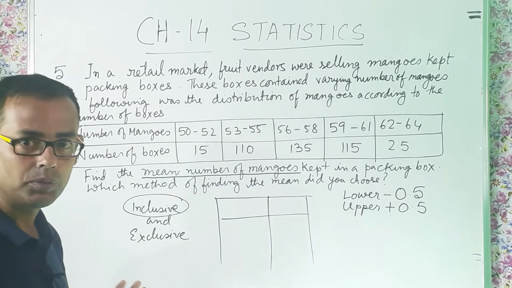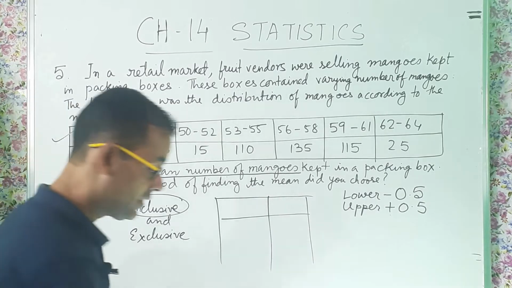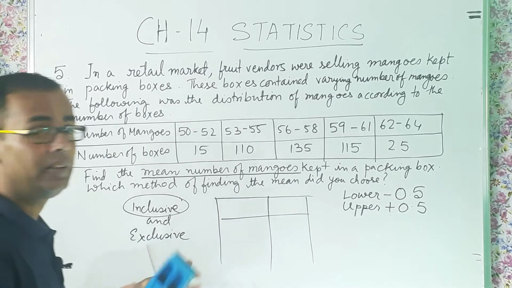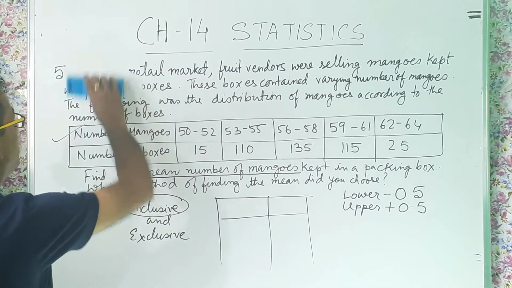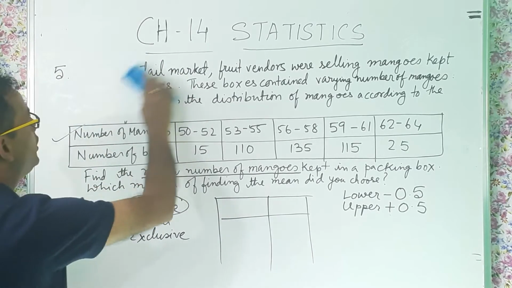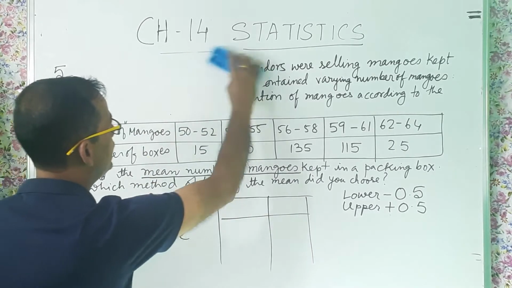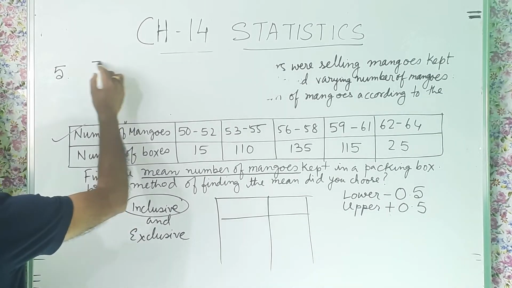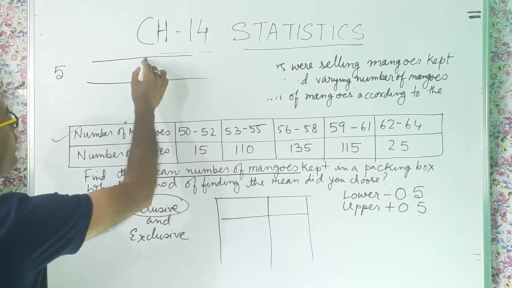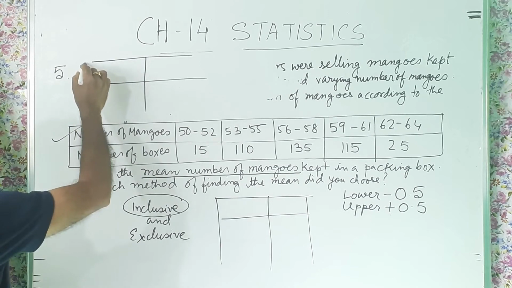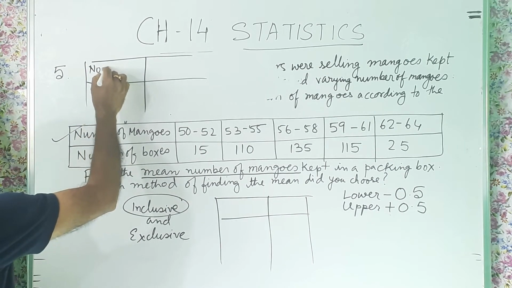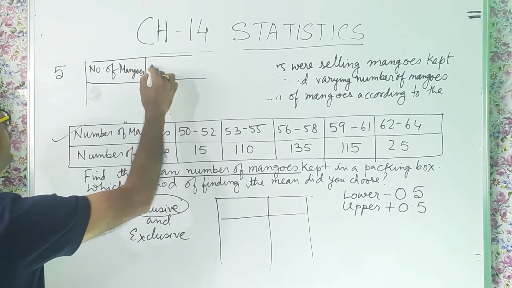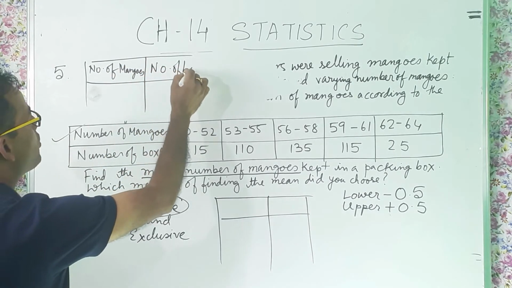Clear or no? Up to this much. Now let us start converting this sum. I will write the chart in front of you only because we have to convert. So I am rubbing it. So let us convert this chart. First I will make two columns. And I will write here number of mangoes. I will write here number of boxes.